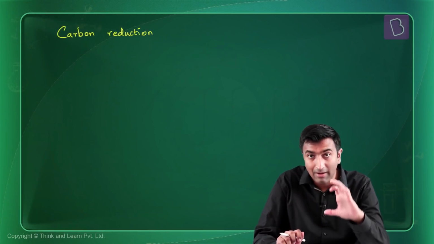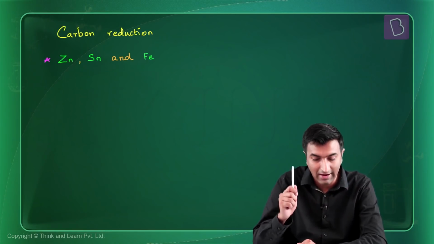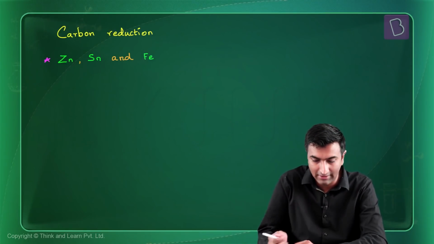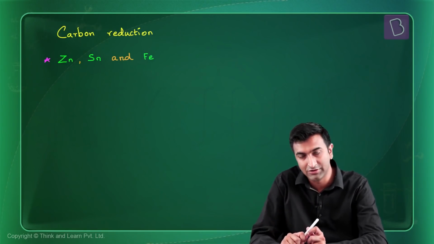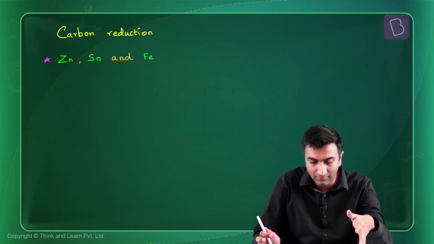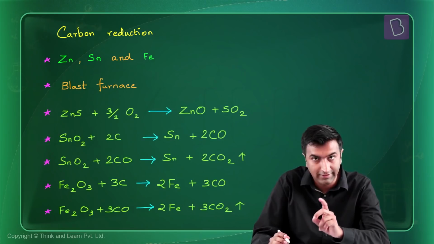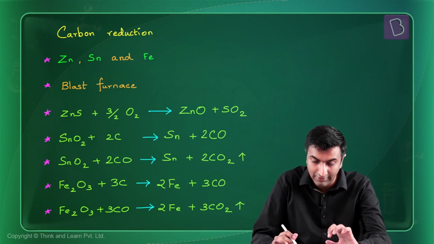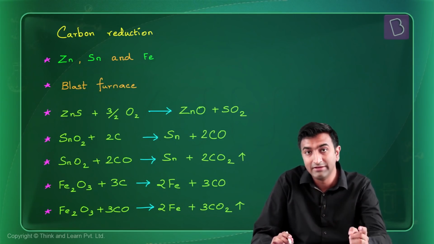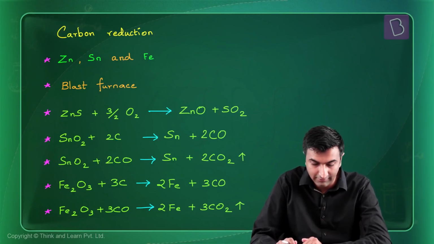All right, on to carbon reduction. There's zinc, Sn, and Fe. So tin as well as iron, all of these have the carbon reduction idea. There are entire blast furnaces for all of these processes, and the reactions are on your screen right now. These are really important. That's why we've written our reactions specifically. These have been tested in the JEE Advanced exam as well as the main exam.